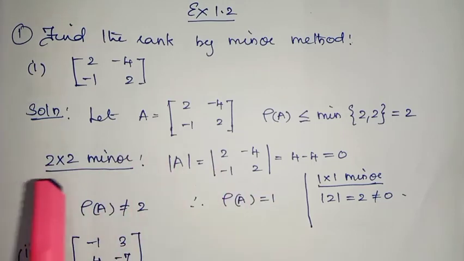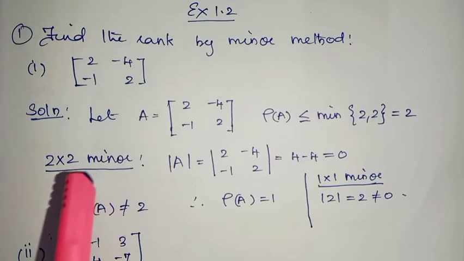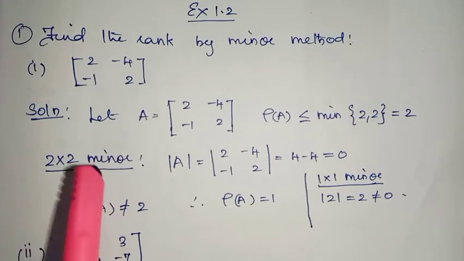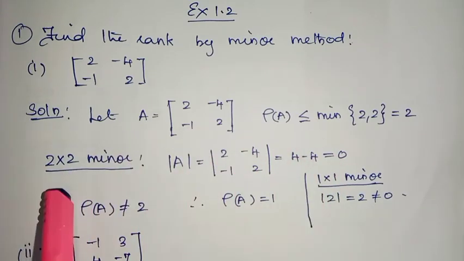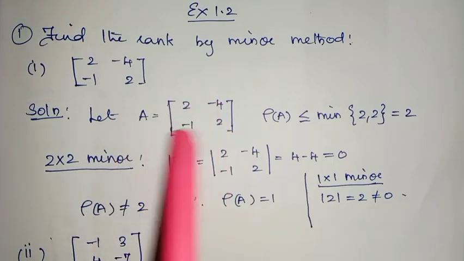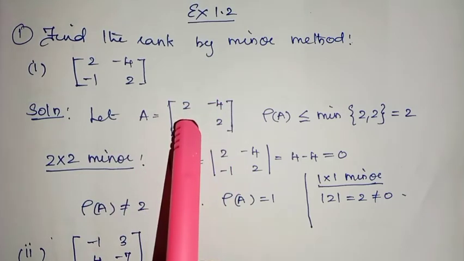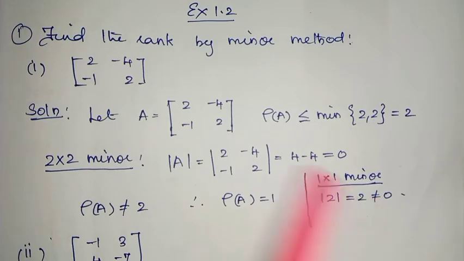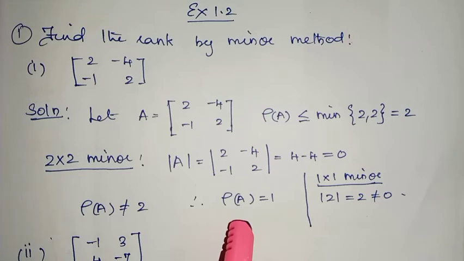Once we found that the 2 by 2 minor has failed, we have to go for the 1 by 1 minor. A 1 by 1 minor means an individual element. So take one individual element. It is 2. It is not 0, isn't it? 2 is not 0. So therefore the rank will be 1 only. Can you understand? We'll get into a few more examples so you will understand it well in detail.